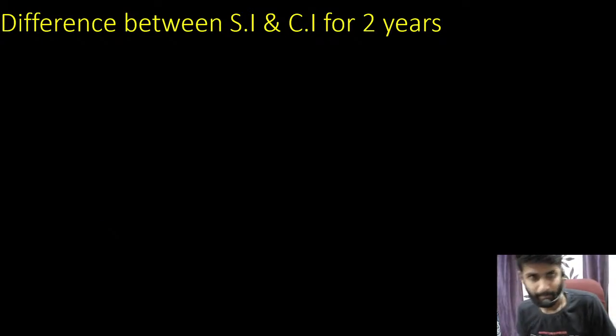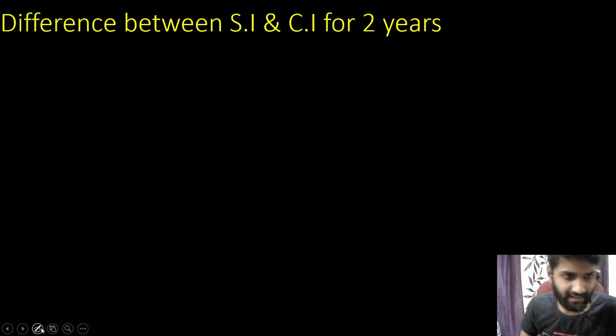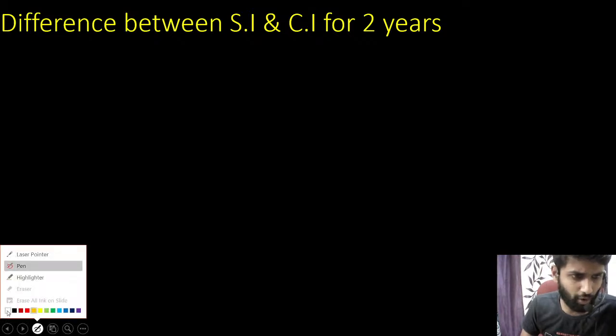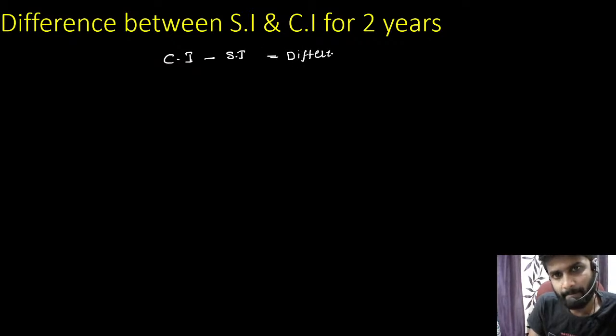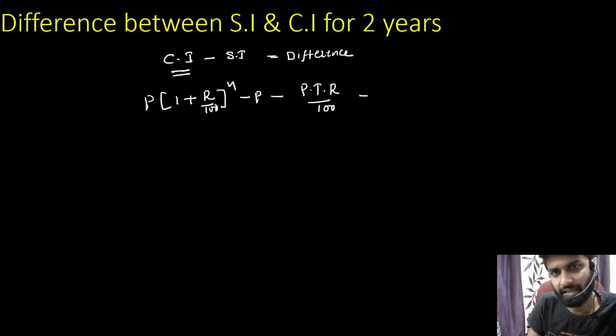Next. I will tell you only the formulas, guys, but don't go with the formulas. Clear? See the difference between simple interest and compound interest. There is an amount of difference, guys. According to the formula, the compound interest formula is P into (1 plus R by 100) whole power n minus P. Again, the simple interest formula is PTR by 100. Then the amount is exactly equal to the difference.